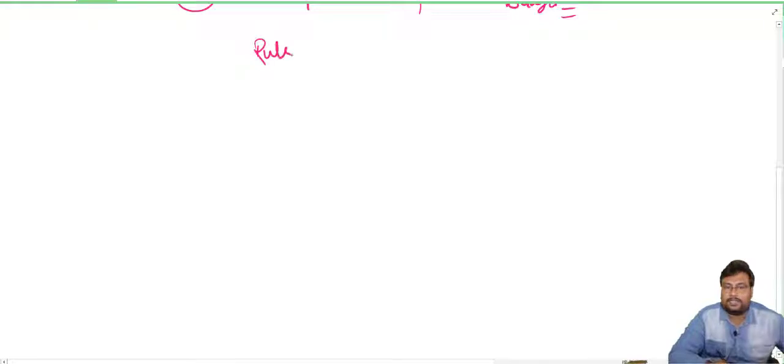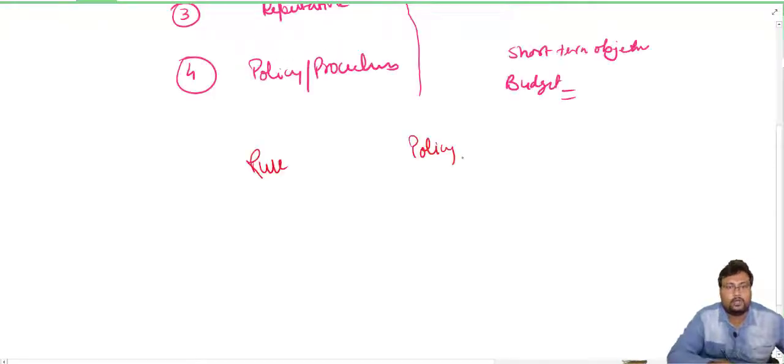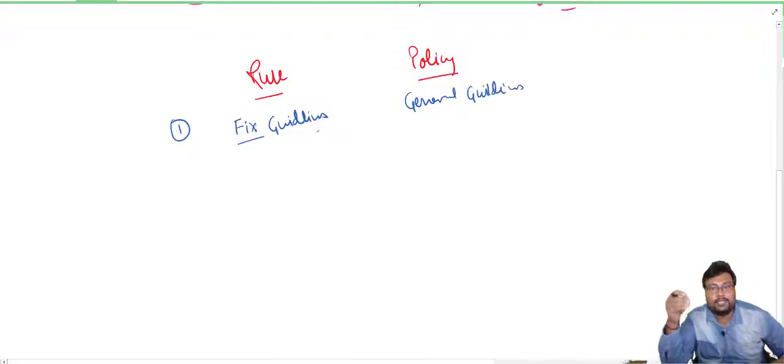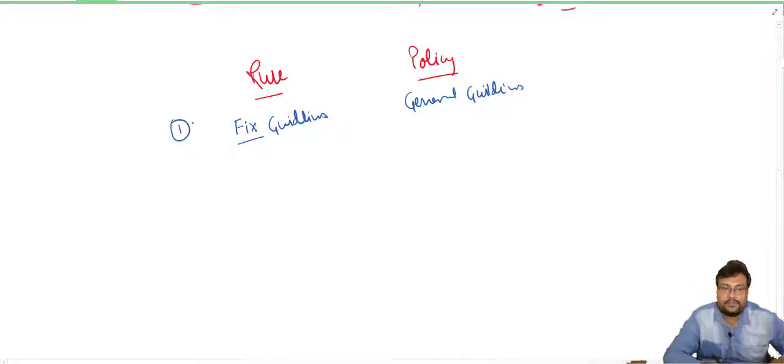The rule is very simple. Rule number one difference is that rules are fixed guidelines, and policies are general guidelines. It means rules will not change in any situation, from person to person, but policies can be changed as per the situation, as per the need, as per the organization. Okay, so this is the first difference.